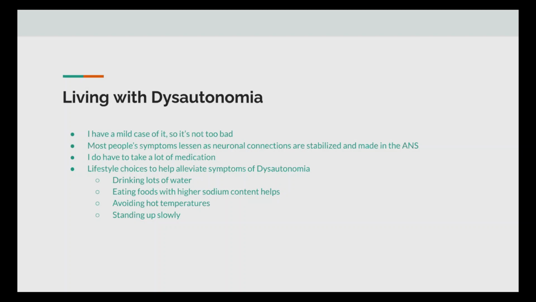Unfortunately, I do have to take a lot of medication to alleviate symptoms like low blood pressure and tachycardia, as well as inhibition of adrenaline receptors. And that helps with the sympathetic and parasympathetic nervous systems because it causes the sympathetic nervous system to overfire and the parasympathetic nervous system to underfire.